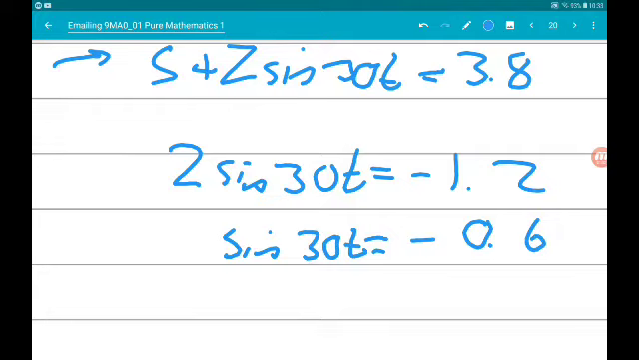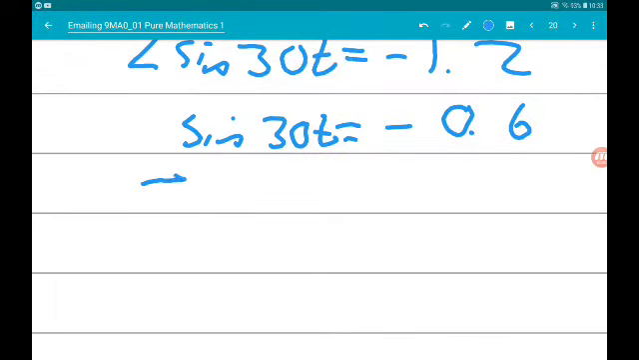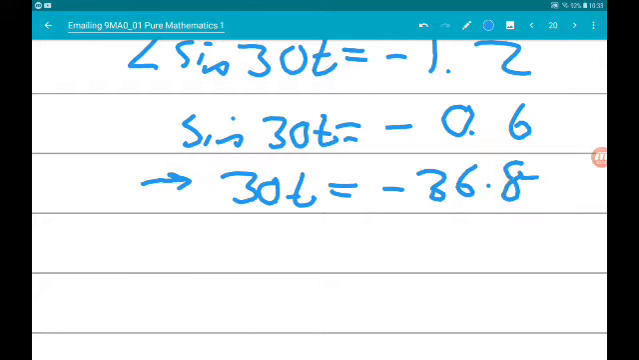Now, if we inverse sine, we would get 30 t is equal to minus 36.87, roughly. But that is going to lead us to a negative value of t. So that's telling us a time before midnight. So that's no good, because the boat probably can't time travel.